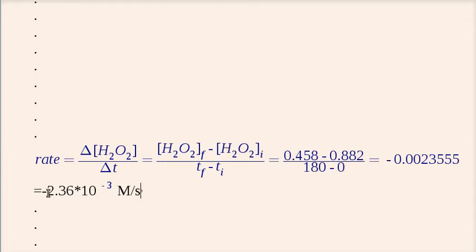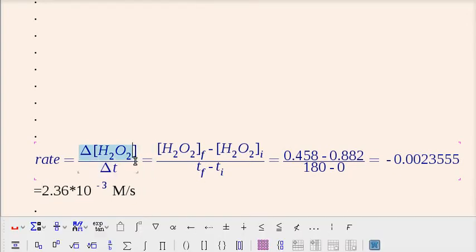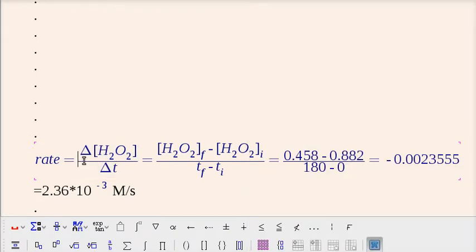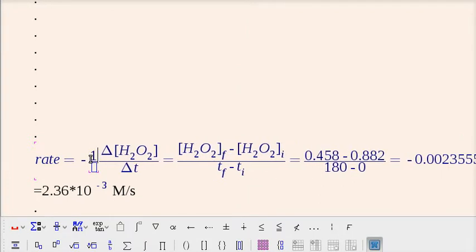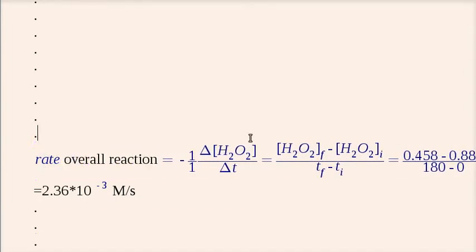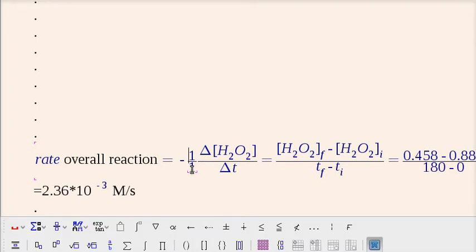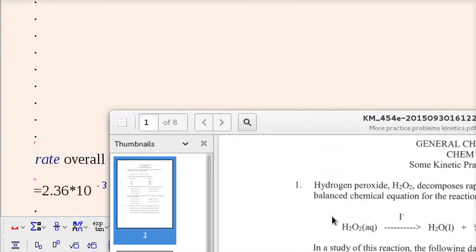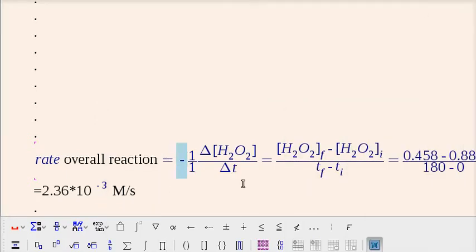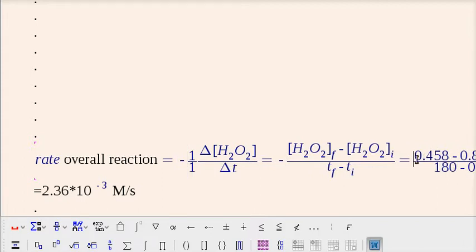So I have a negative, and I'm taking away that negative because this calculation really should have a negative 1 over 1 out here. From rate laws we know that the rate of the overall reaction will be 1 over that coefficient. The coefficient is 1, and then a negative in front because it's a reactant. So carry through that negative and you end up with a positive number down here.